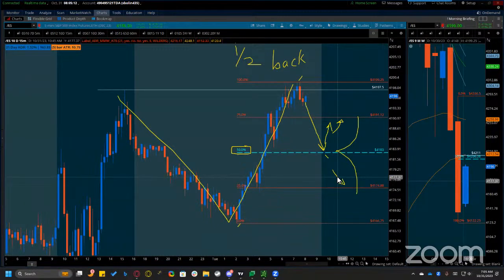How often do you trade the halfback? How often does it work? Blah, blah, blah, right?